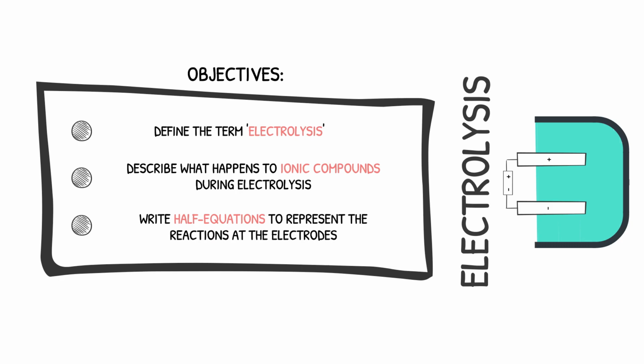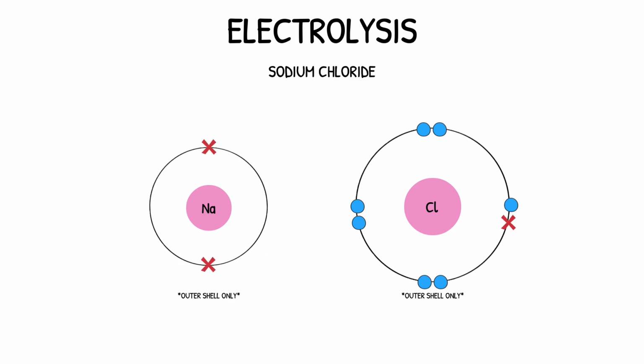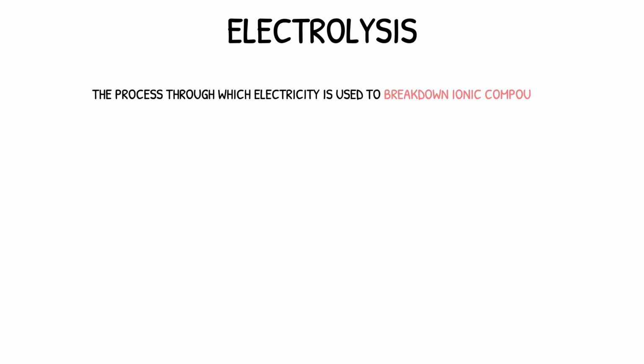So, let's go. When an ionic compound such as sodium chloride is formed, sodium atoms lose electrons to form positive ions, and chlorine atoms gain electrons to form negative ions. The natural attraction between the oppositely charged ions forms a strong ionic bond, and thus, an ionic compound. Electrolysis is the chemical process whereby electricity is used to break these ionic compounds back down into their respective elements or molecules, with the word itself literally meaning to use electricity to split.